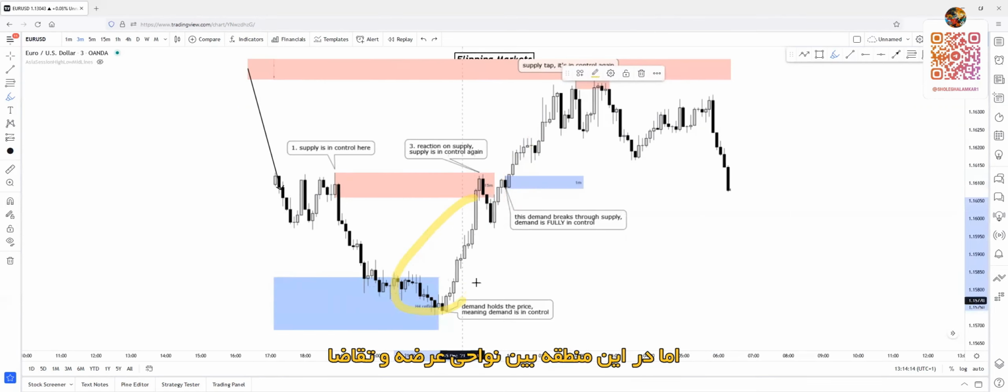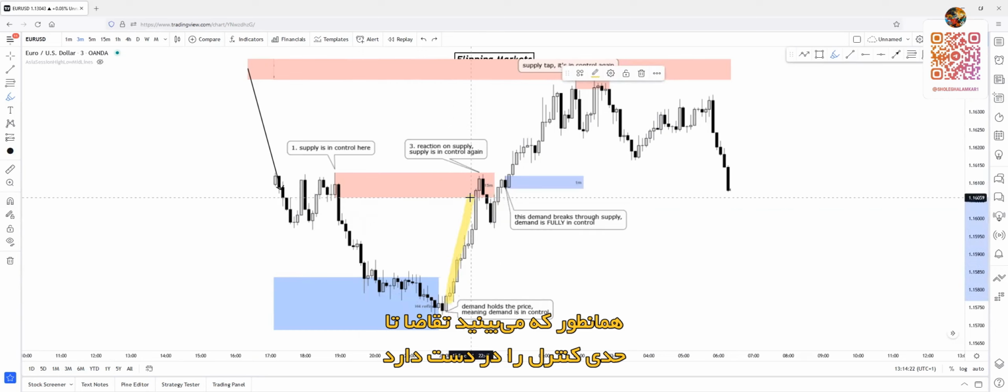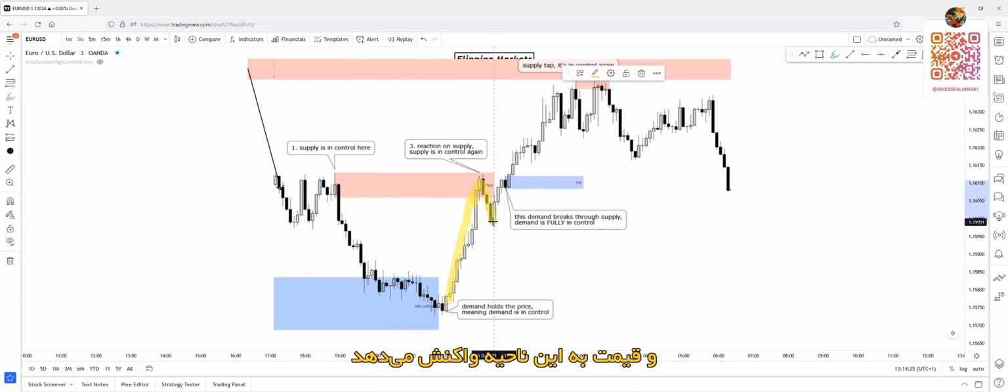But in this region between the demand and the supply zone, demand will be just partly in control. Okay, as you can see, demand was partly in control, reacted on this supply zone, had a rejection, which means supply took over control from demand again.